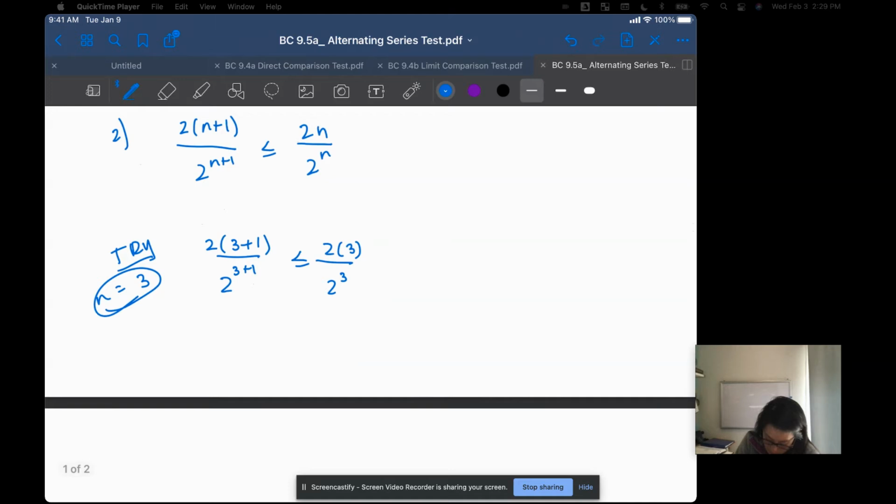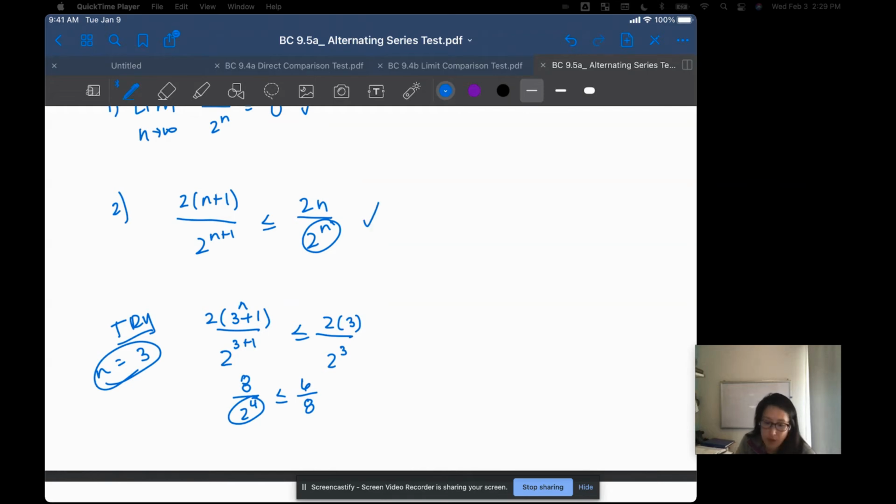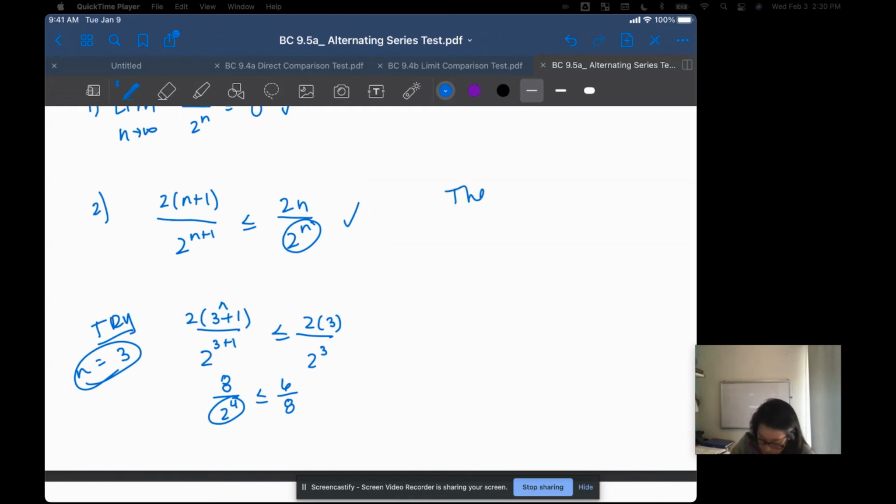Okay, so I get 4 times 2 is 8 over 2 to the 4 is less than or equal to 6 over 8. This denominator is significantly larger. It's always going to be significantly larger by a factor of 2, in fact, than the term before. Okay, so this is true. And so we know that the series converges by alternating series test.